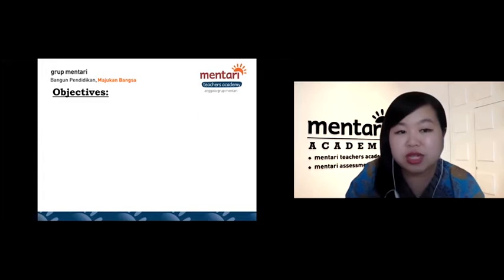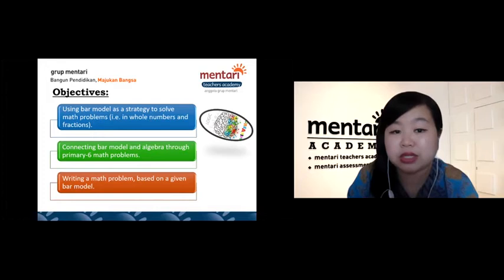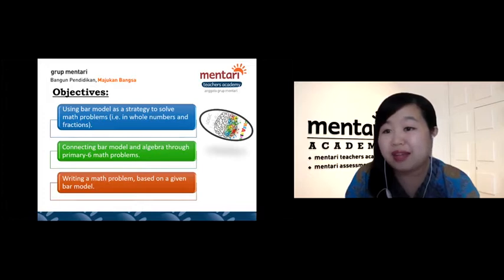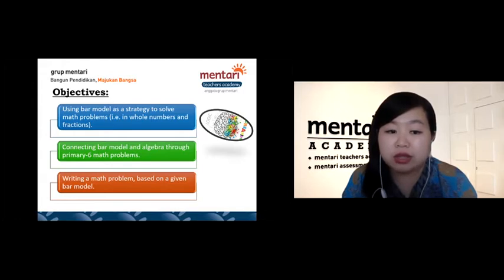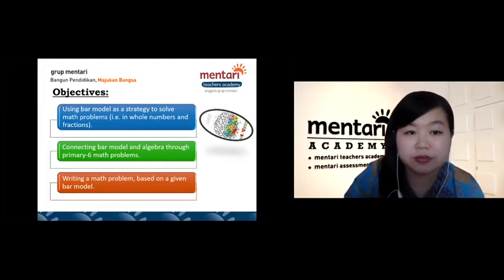So the objectives of today's training, there are 3 things. First is using bar model as a strategy to solve math problems. We will look into whole numbers and fractions, the 2 topics that in any level in primary school you will introduce to your students. Probably fractions come a little bit later, but whole numbers will get introduced in primary 1. Then connecting bar model and algebra through primary 6 math problems, and also writing a math problem based on a given bar model. So these are the 3 things we are hoping to achieve through today's training.